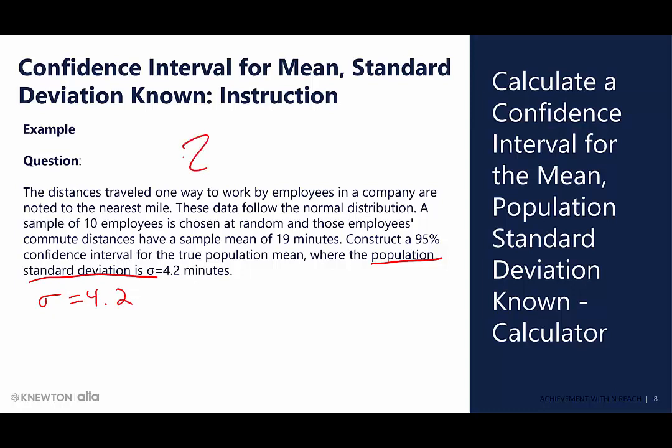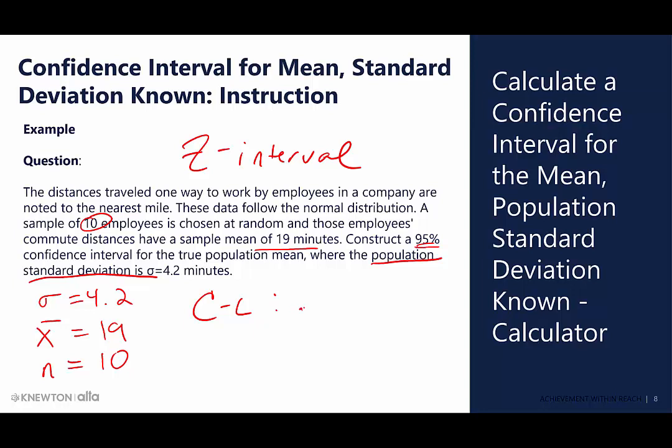Because of that, we are going to use the z interval option. All right. Other things we need to know. We need to know the sample mean. Because we don't have all 10 of the data values, but they tell us the sample mean was 19 minutes. We need to know a sample size. We have a sample of 10 employees. And our confidence level. Our confidence level is 95%, so 0.95.